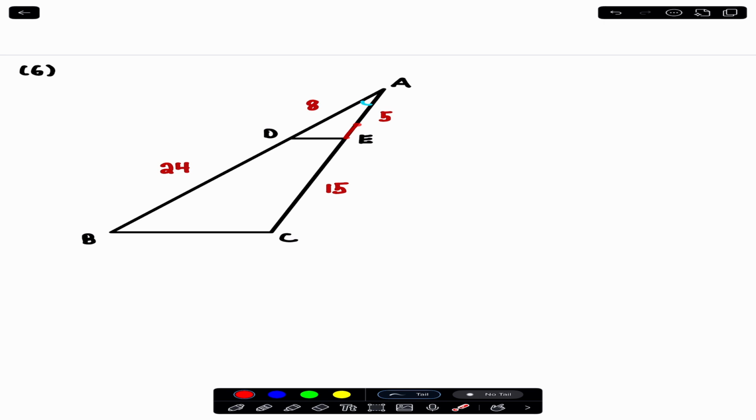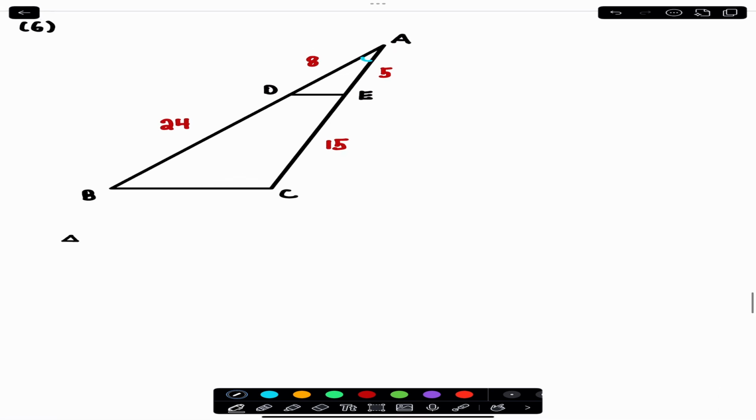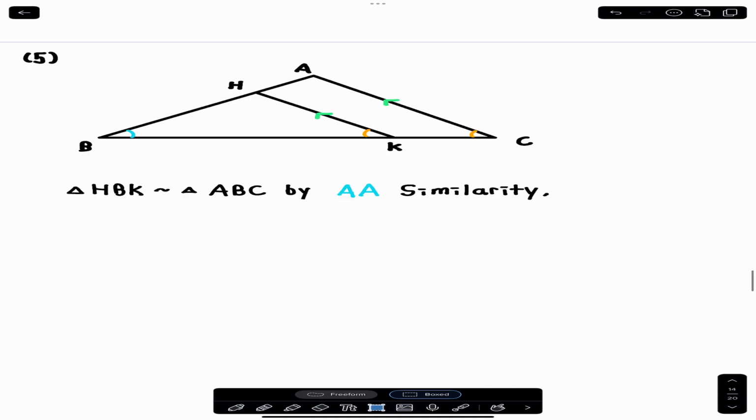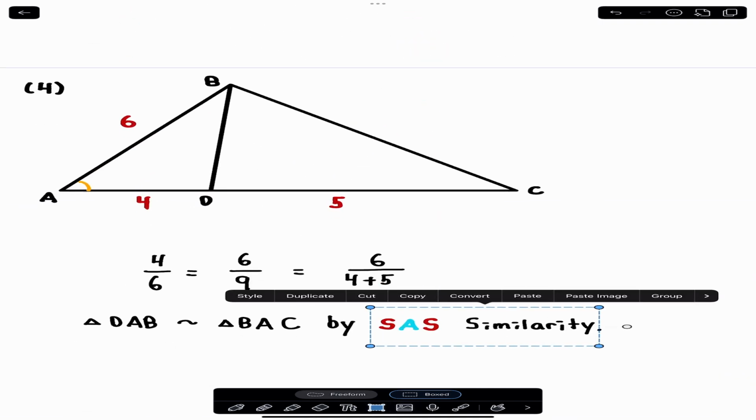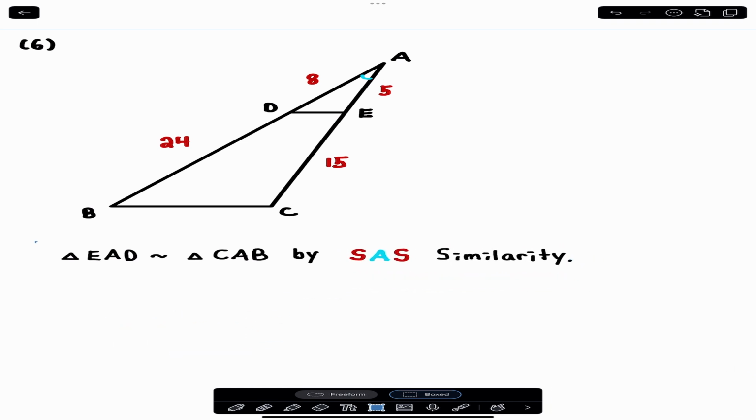And we have side, angle, side, side, bigger side, angle, bigger side. So this is side, angle, side as well. So let's write this relationship out properly. Triangle, let's start with the smaller one. EAD is similar to triangle CAB by SAS. And actually what I did was not good, actually, sorry.